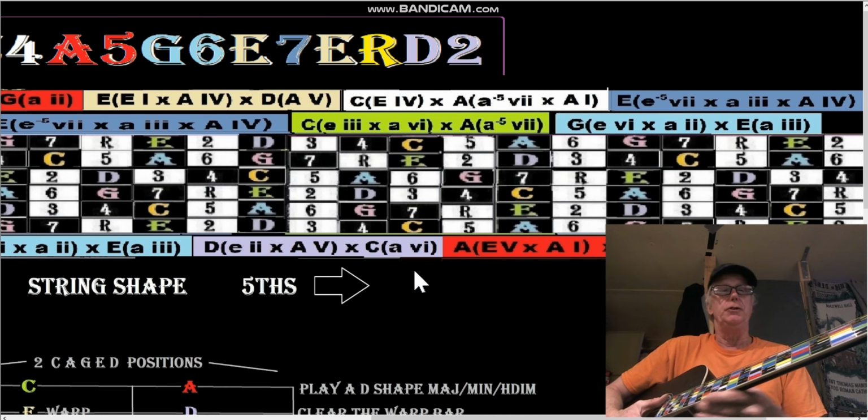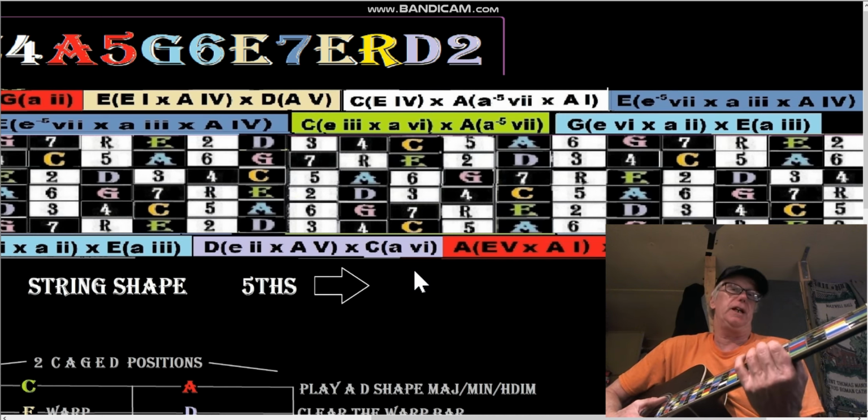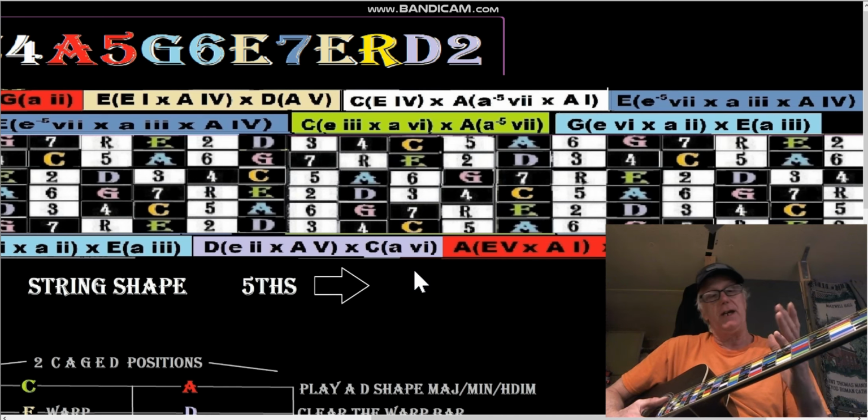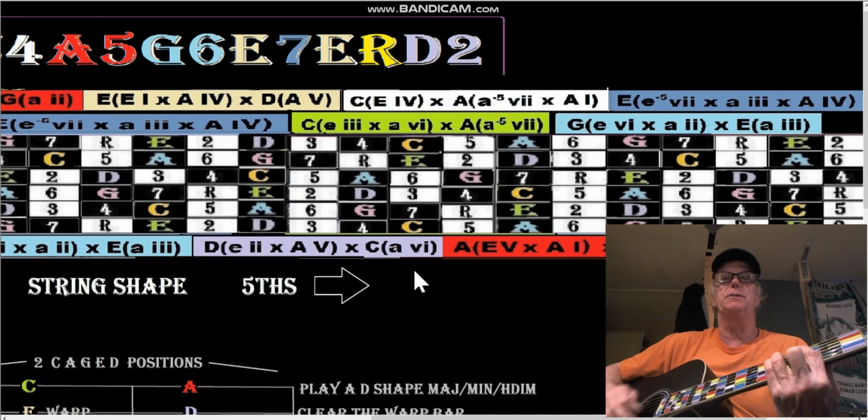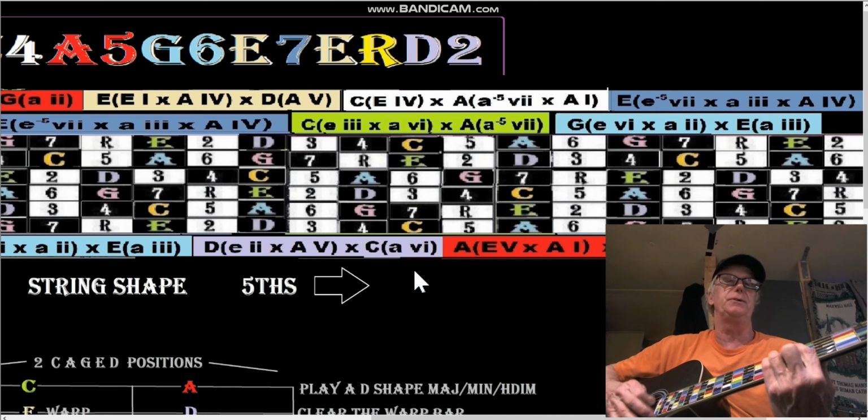As a matter of fact, you can use the regular shapes of caged in the key of F and on, but you can't use them in E. You can use them in E if you're only going to do like the chords.